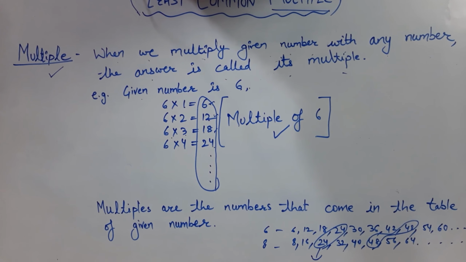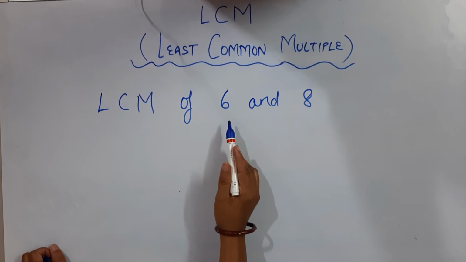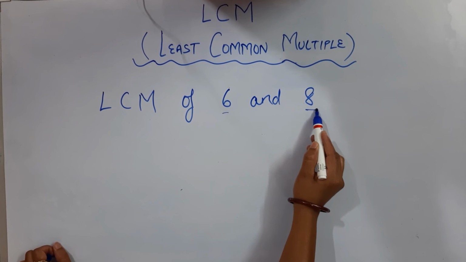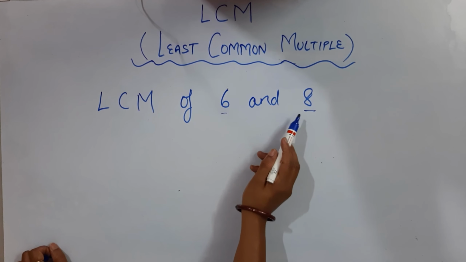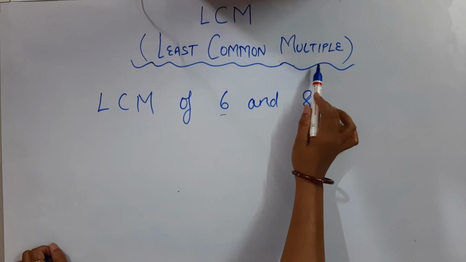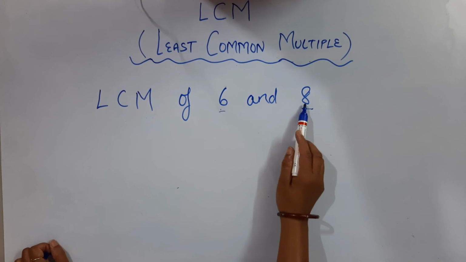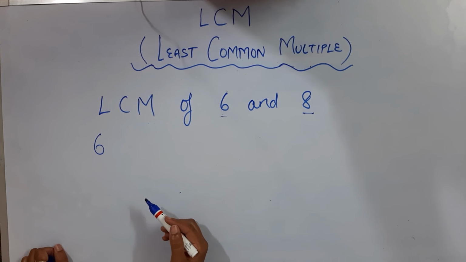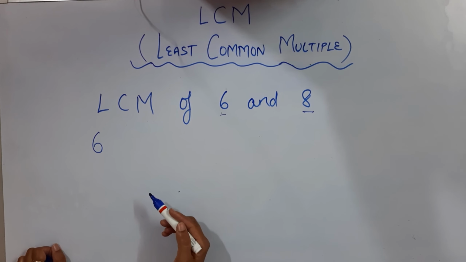Okay kids? I am taking an easy example here to understand the concept of LCM. I have taken two small numbers 6 and 8. We will find the LCM of 6 and 8. What is LCM? Least common multiple. First of all, I will write down the multiples of 6 and 8. I have told you just now what is a multiple? Multiples are nothing but the numbers that come in the table of a given number.